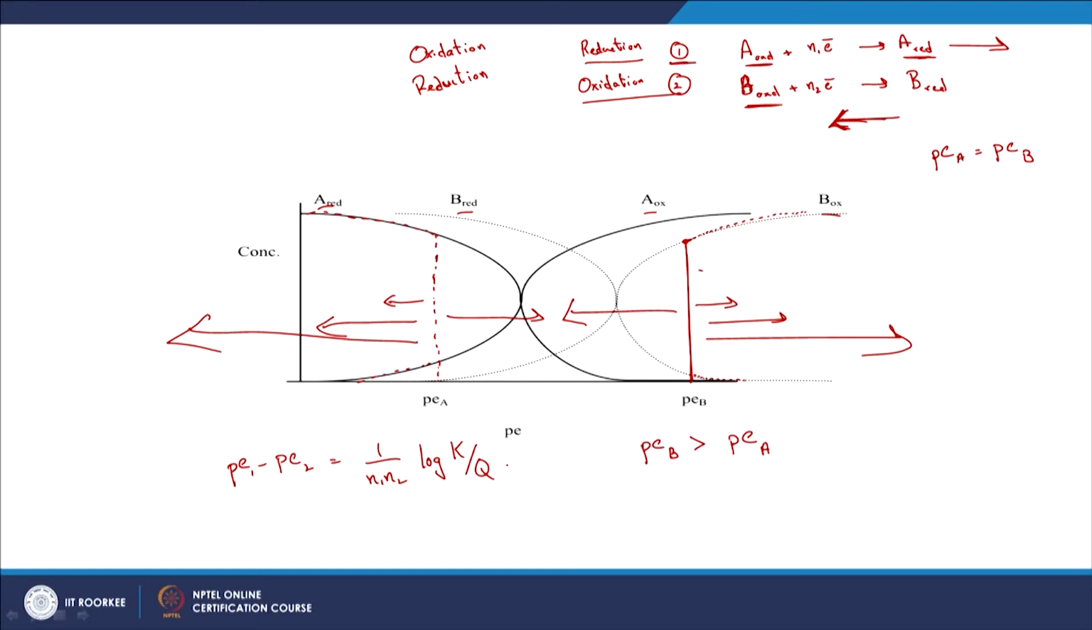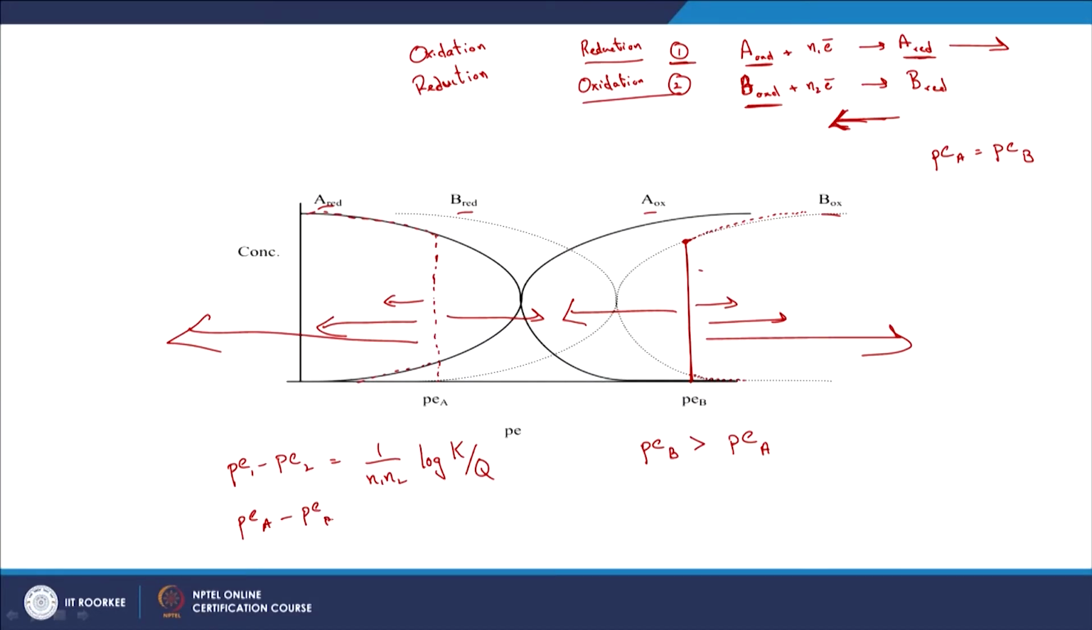So, if I write this as PE of A minus, let us say, PE of B equal to 1 by N1 N2 log K by Q, but we know that PE of B is greater than PE of A. So, that means this is a negative value, that means what now? Q is greater than K. That means the reaction is infeasible.